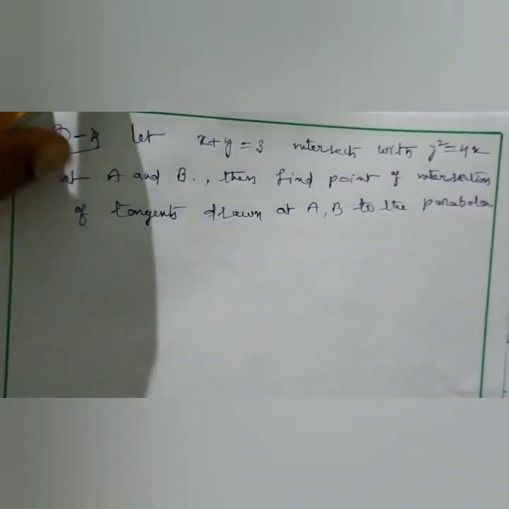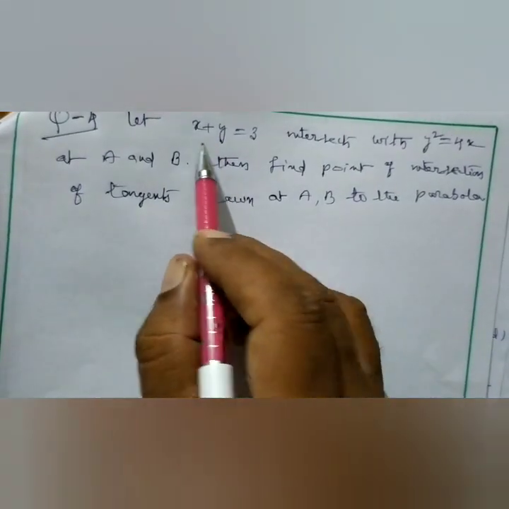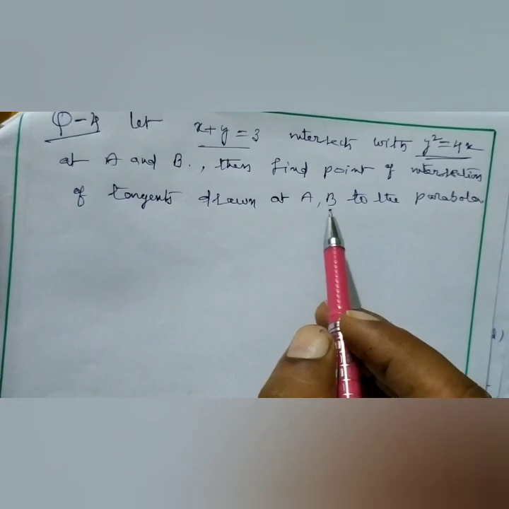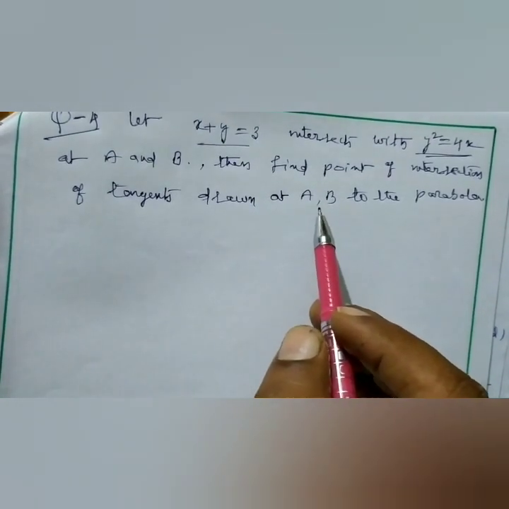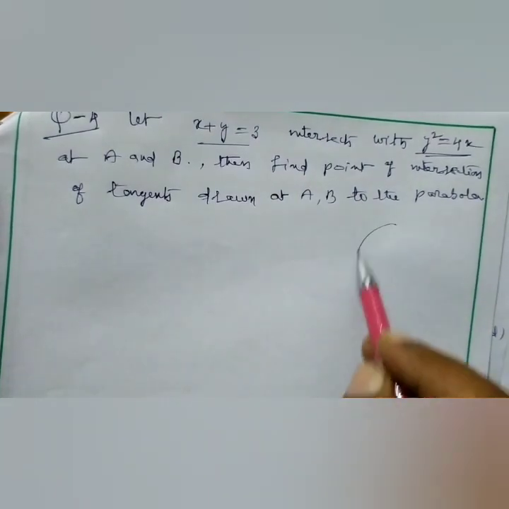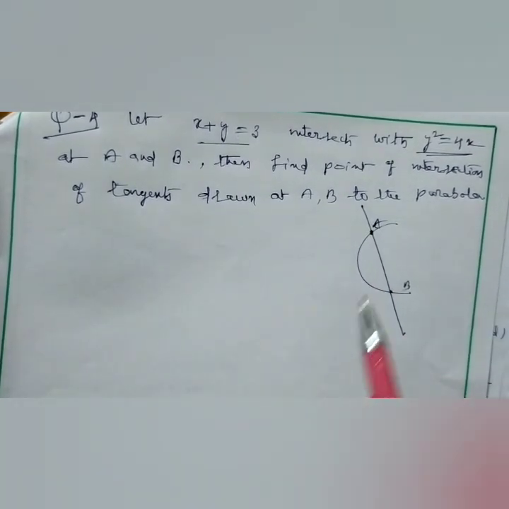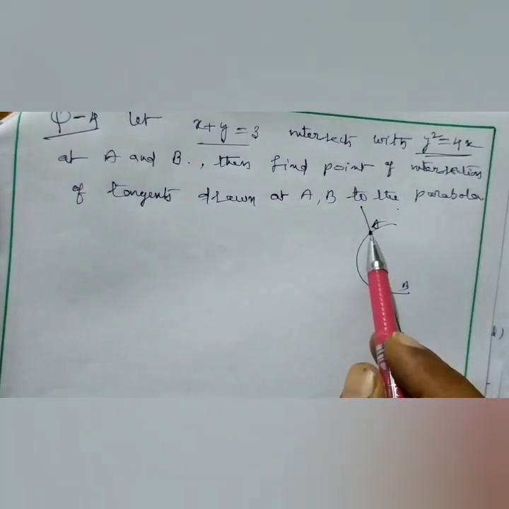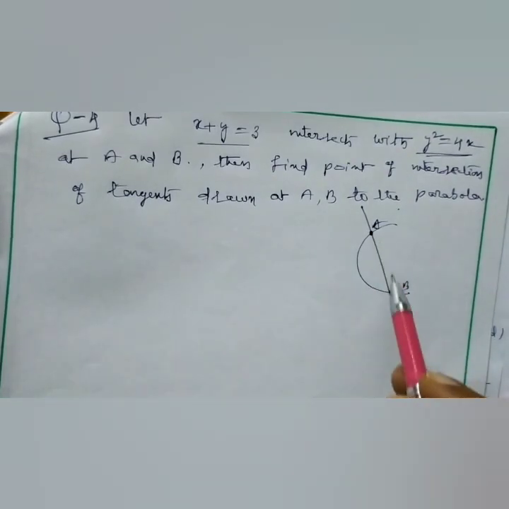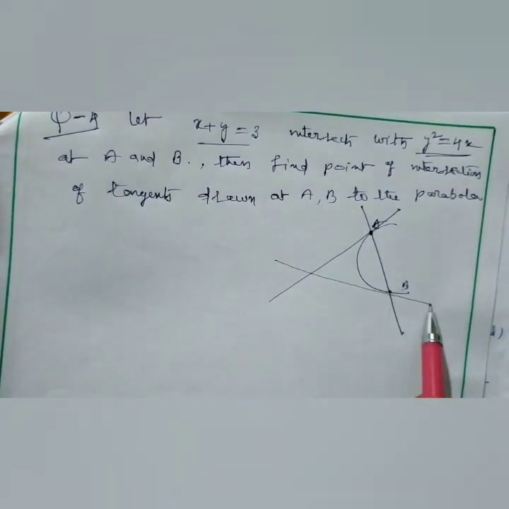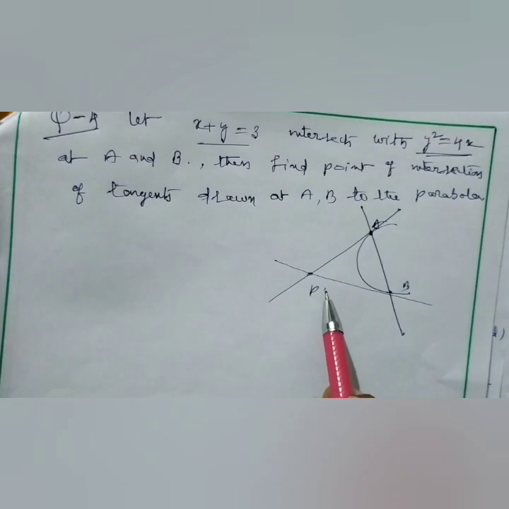See another problem here. Let x plus y is equal to 3 intersect the conic at A and B. Then find the point of intersection of tangents drawn at A and B to the parabola. So here if you observe closely, there is a conic and a line intersecting at A and B. Now we find out the point of intersection of tangents drawn at the endpoints of the chord. Actually, if you draw a tangent here, and a tangent here, they are intersecting at point P. We need to find out that point.